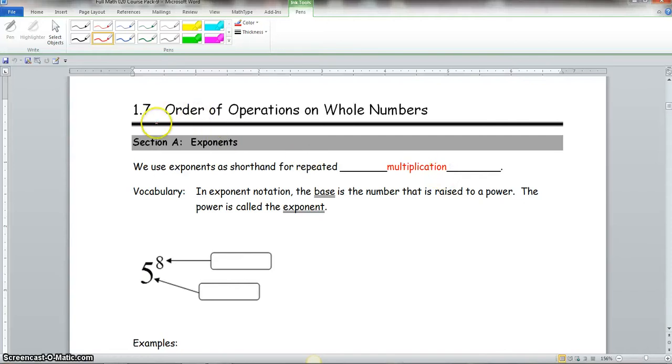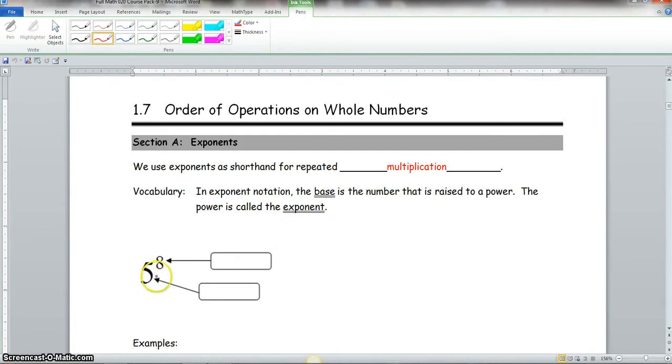Okay, class, we're starting section 1.7, order of operations on whole numbers. We have exponents. We use exponents as shorthand for repeated multiplication. Vocabulary. In exponent notation, the base is the number that is raised to a power. The power is called the exponent.